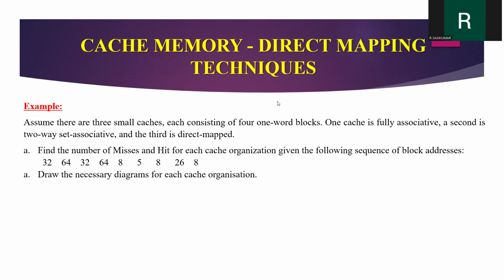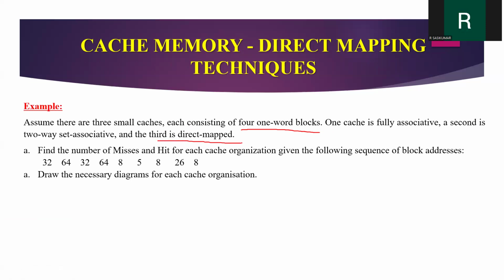So let us take one problem. Assume there are three small caches, each consisting of four one-word blocks. One cache is fully associative, the second is a two-way set associative, and the third is a direct map. So in this direct map, how many blocks are available? There are four one-word blocks available.